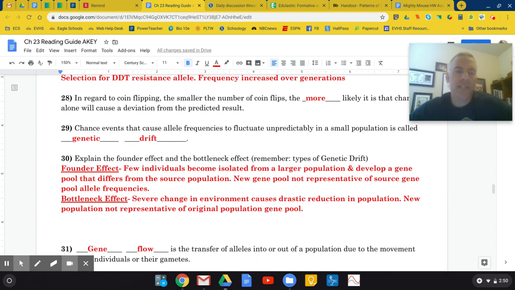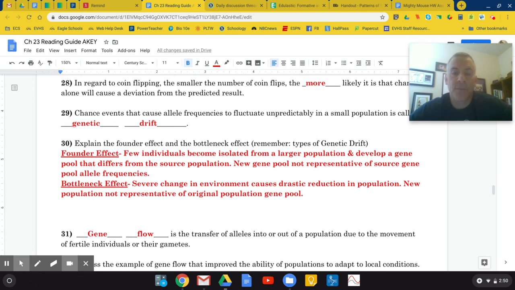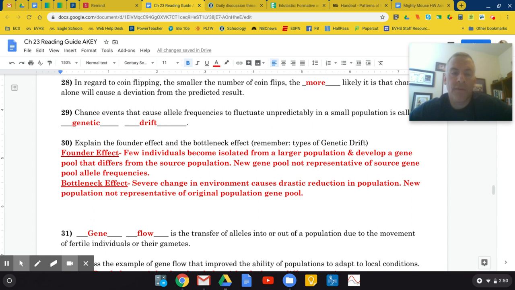29, that definition, chance events that cause allele frequencies to fluctuate unpredictably in a small population, is called genetic drift. The example: if there are 10 beetles sitting on the floor and 3 of them are green and 7 of them are brown, and somebody walks by and accidentally steps on 3 of the beetles, that's going to change the allele frequencies real fast. And no beetles really had an advantage of surviving over another. It was just a chance circumstance that caused some of them to get stepped on and be removed from the population. The 2 examples in 30, founder effect and bottleneck effect, are examples of genetic drift.